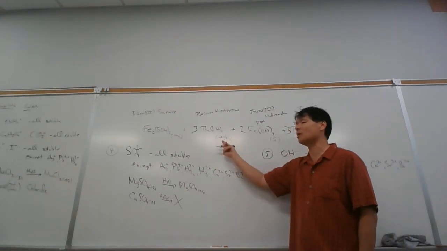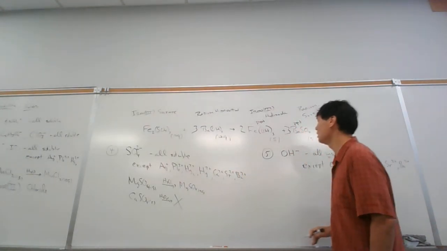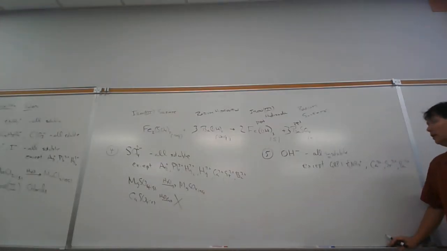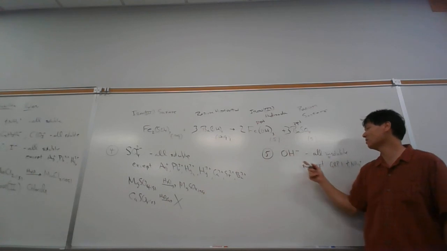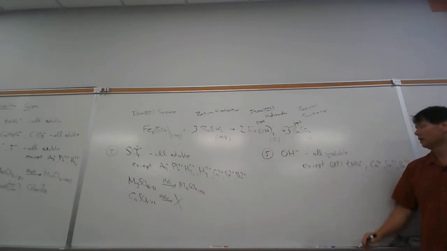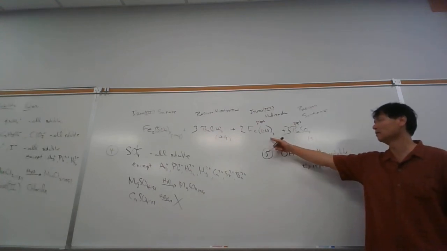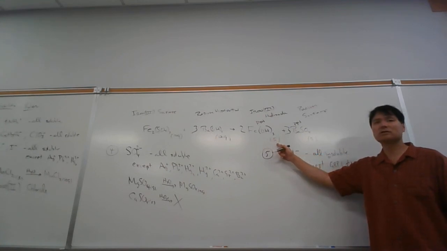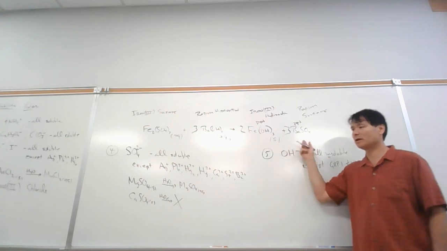It's soluble. That's why I wrote aqueous here. If there's water around, barium hydroxide will dissolve in the water. And then this is another hydroxide here. Hydroxides are insoluble. So that's iron 3 hydroxide. Is iron 3 one of the exceptions? No. And therefore, it's insoluble. And that's why I wrote solid here.